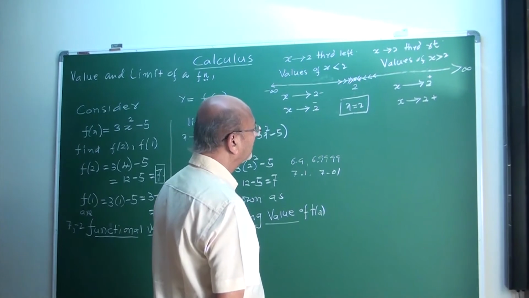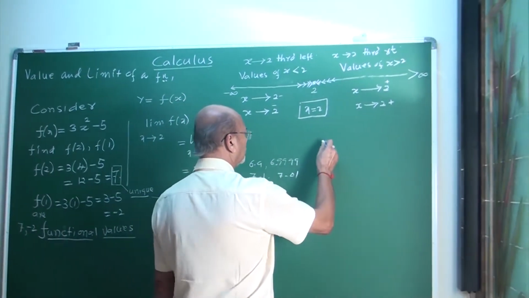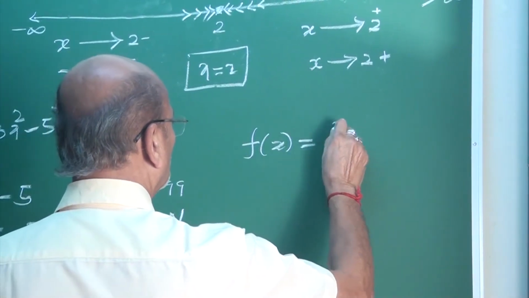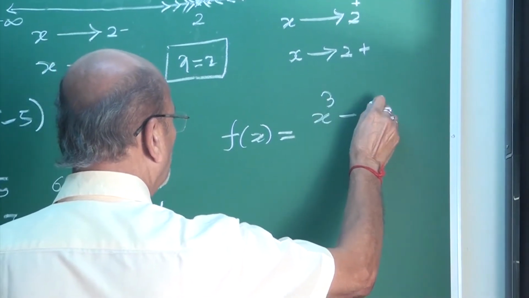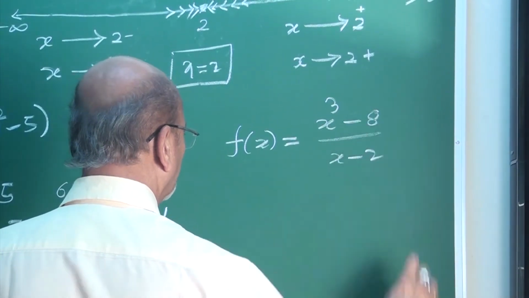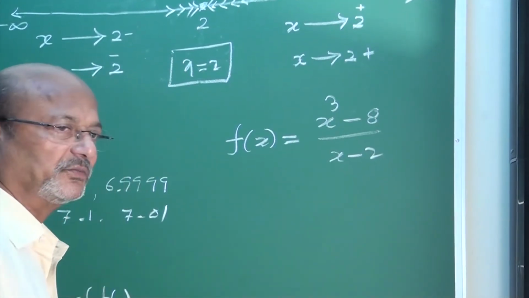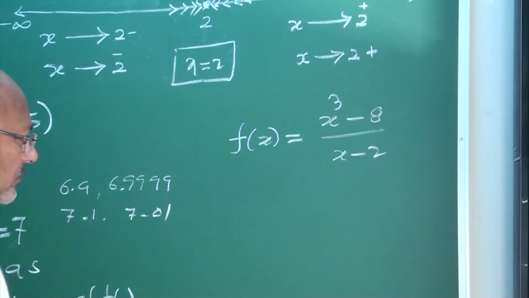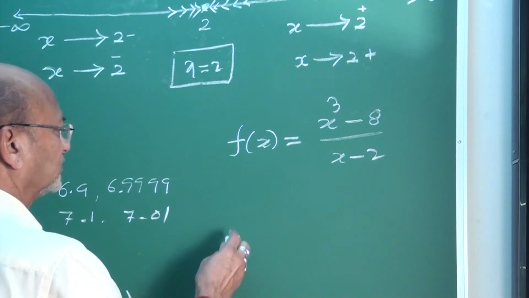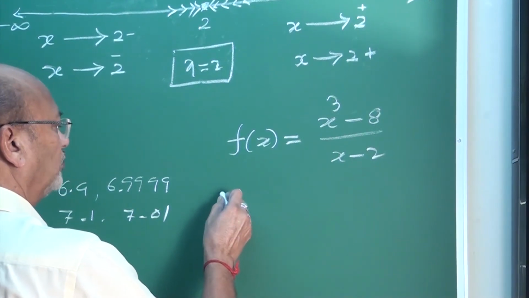Then I take another example. Another example is f(x) equal to (x cube minus 8) upon (x minus 2). Now the functional value: put x equal to 2.